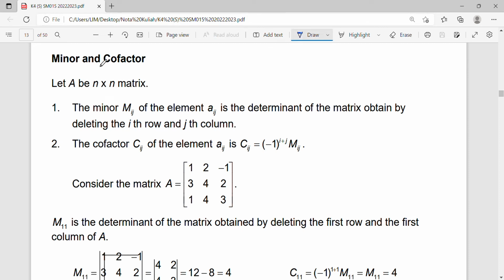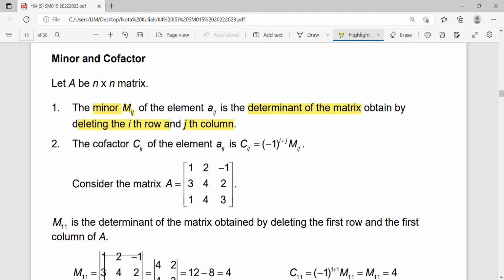Minor and cofactor. Let the matrix be a square matrix, n times n, for example 3 by 3, 4 by 4, 5 by 5 order of matrices. So the minor Mij of the element is the determinant of the matrix obtained by eliminating or deleting the i row and j column. What's the meaning of that?